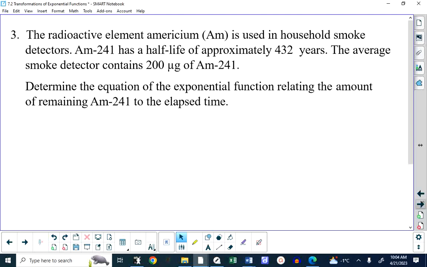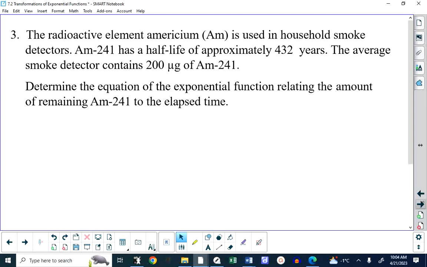Radioactive element, I think it's pronounced americium, is used in household smoke detectors. How it works, if you're curious, this radioactive isotope emits particles, and as long as those particles have clean air to go through, they hit a detector and nothing happens. But as smoke particles get in there, they stop those particles from hitting the sensor, and then the alarm goes off.